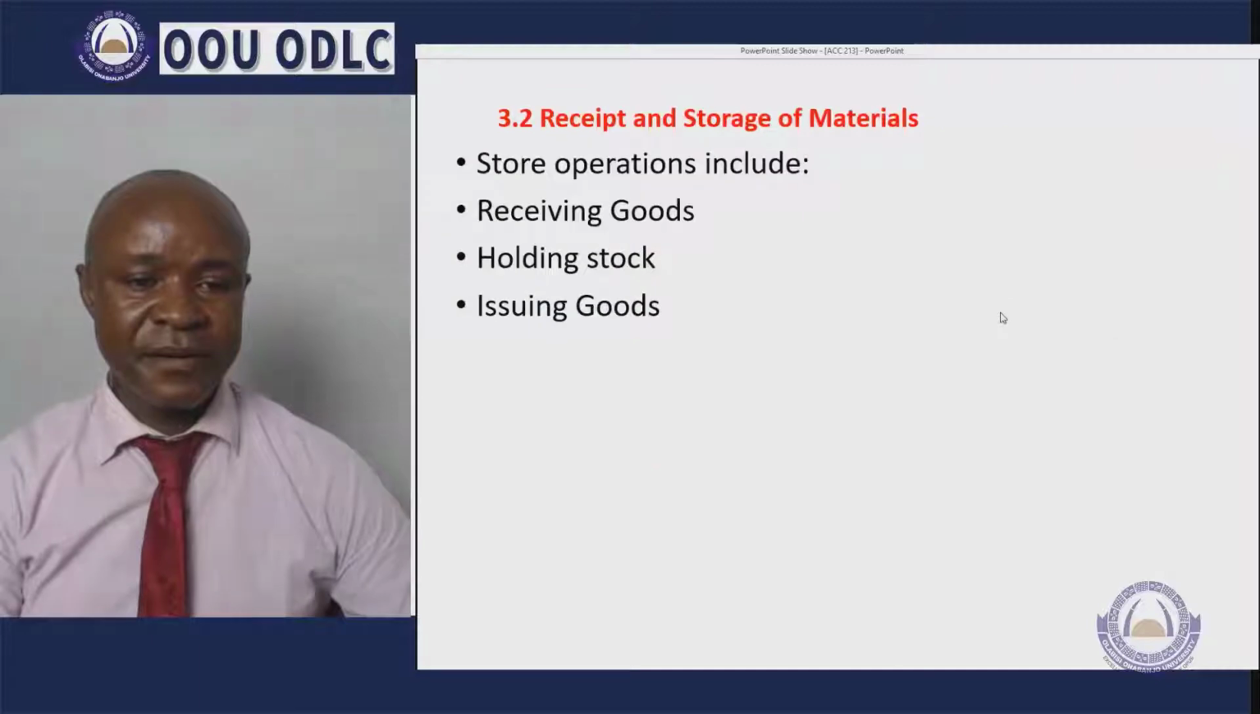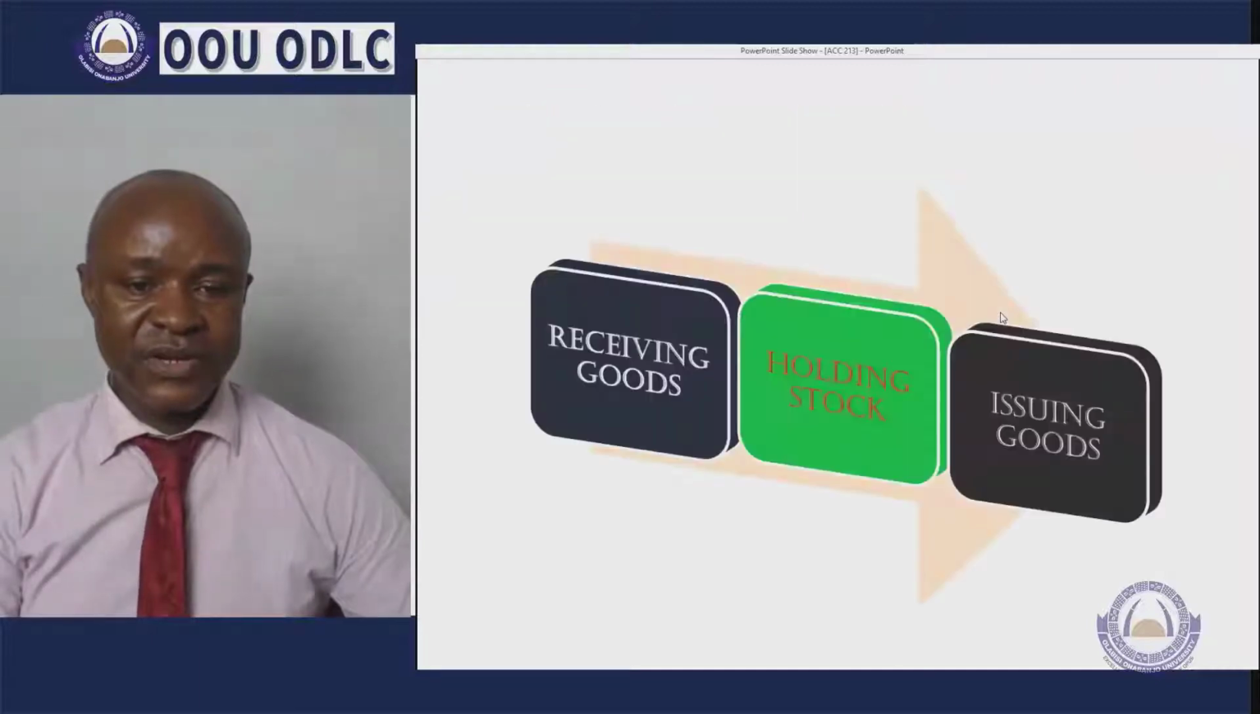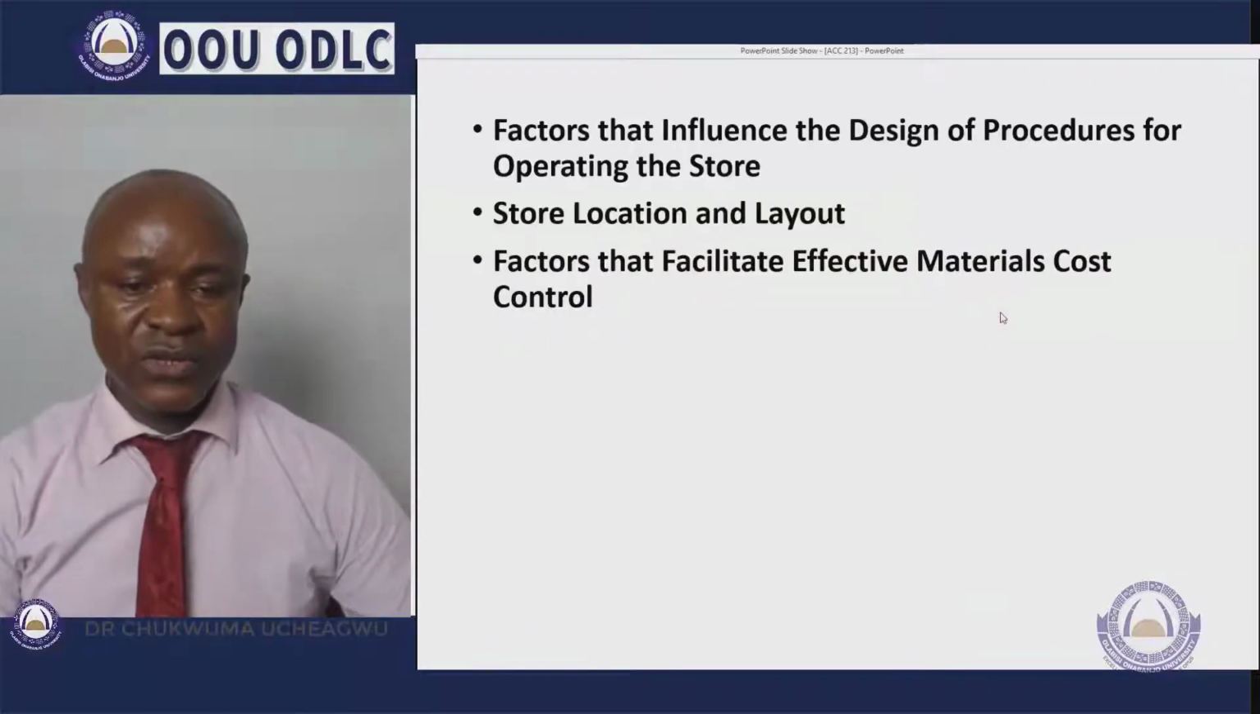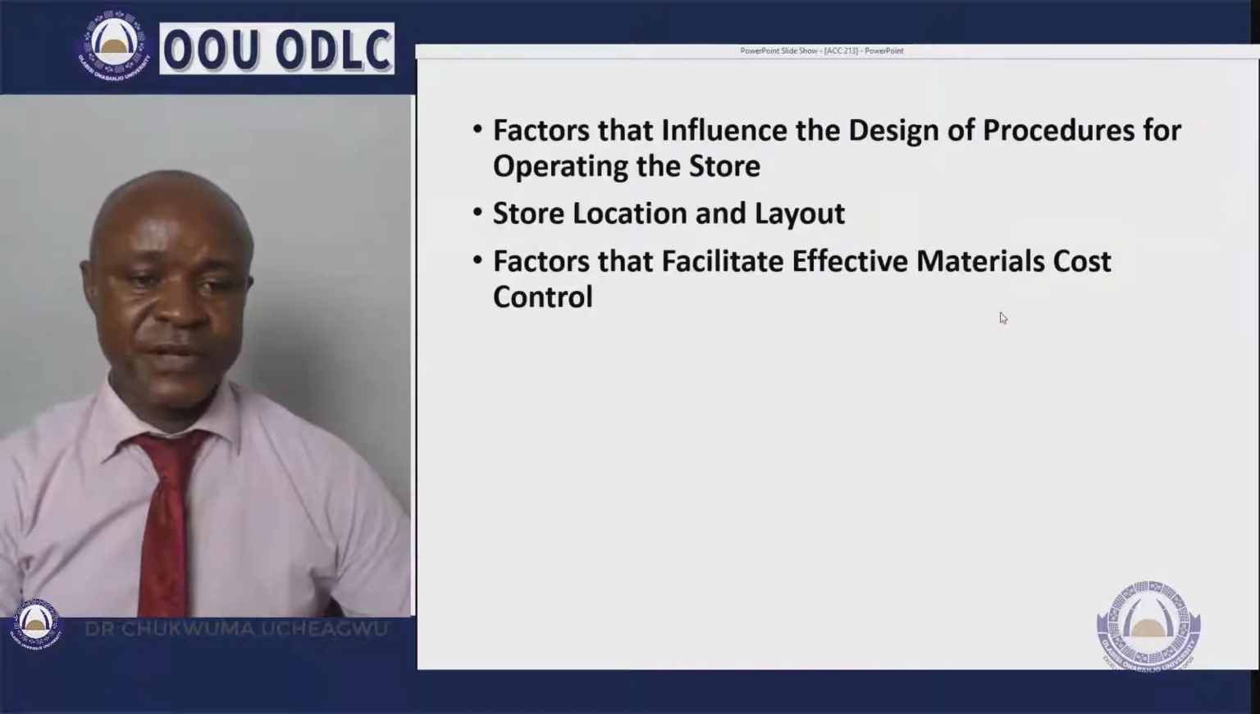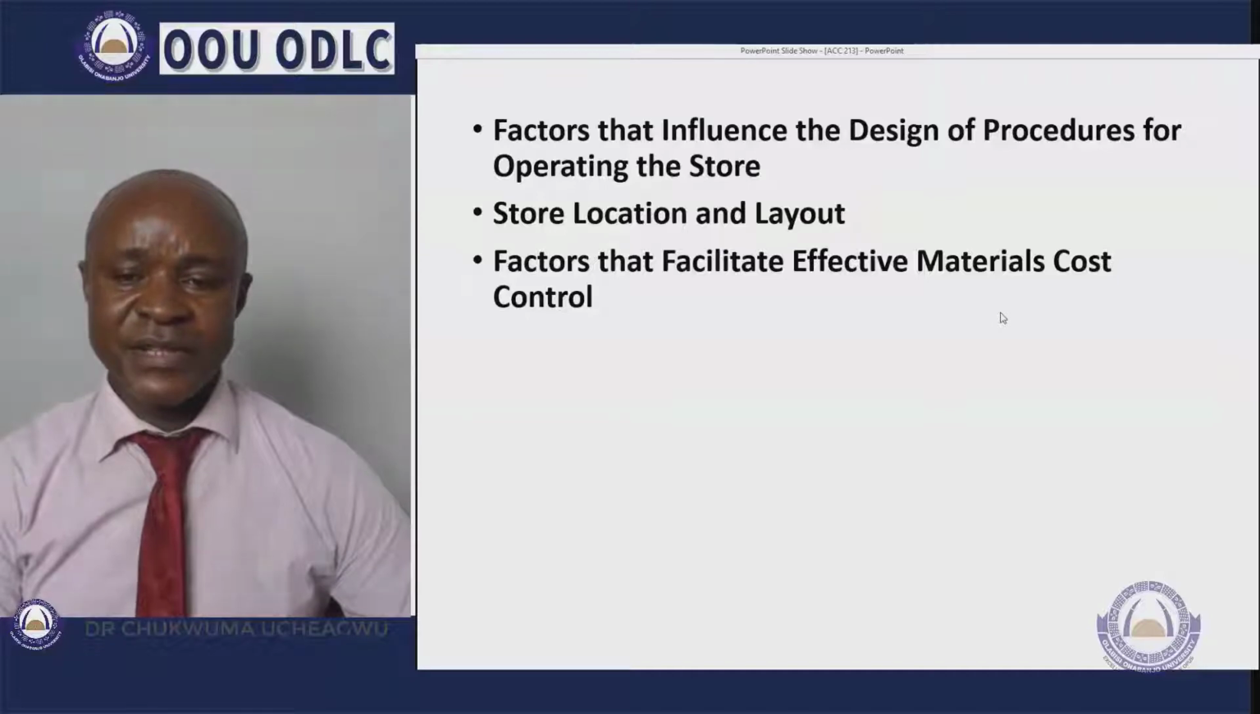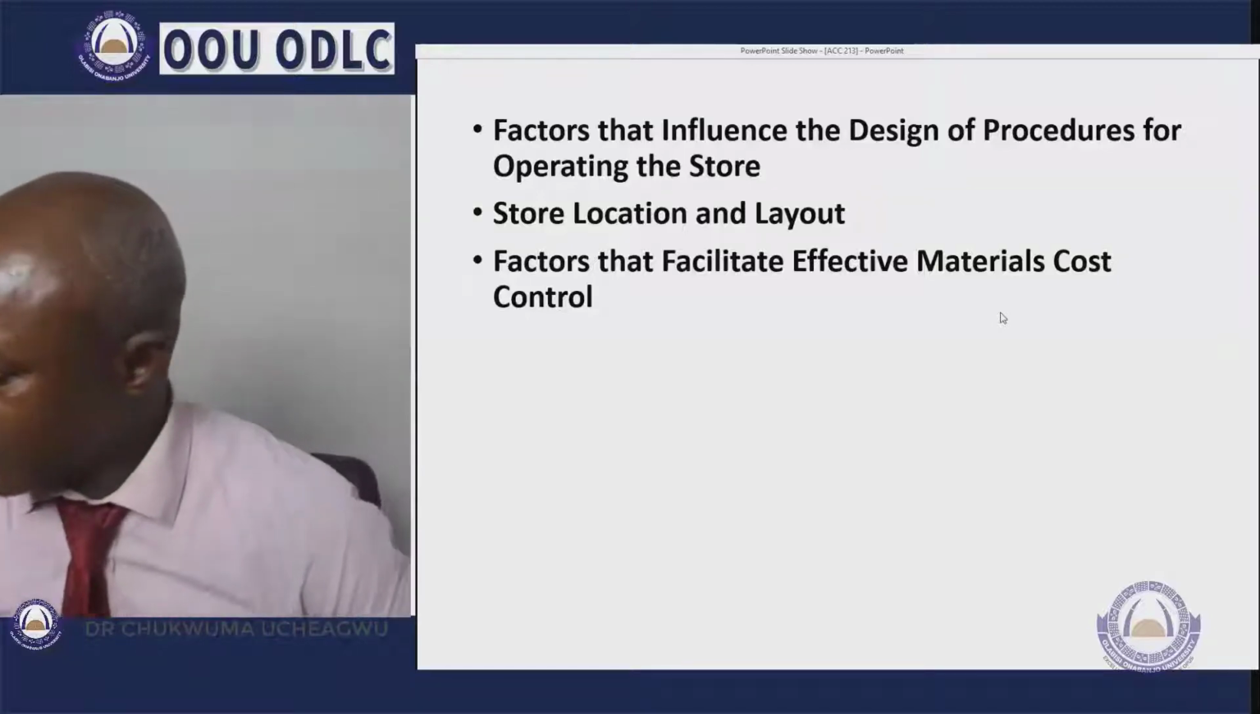So that's about receipt and storage of materials. So basically what you are doing there is receiving goods, holding the stock, and then issuing the stock or goods to the relevant department that requires them. Now we look at factors that influence the design of procedures for operating a store.